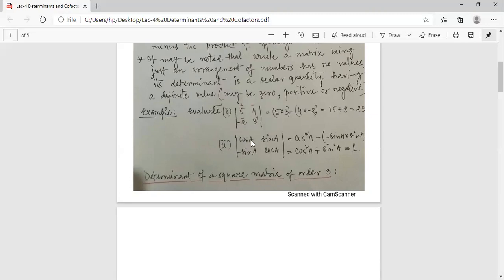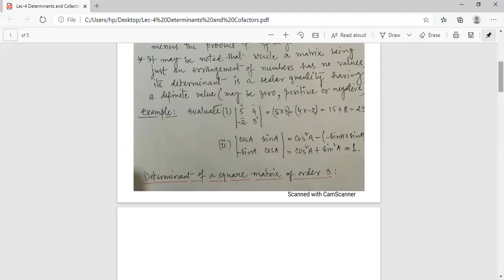Similarly, we can also find the determinant of this square matrix. It is the product of the principal diagonal elements, that is cos A into cos A, minus sin A into minus sin A, that is cos square A plus sin square A, which is equal to 1. So this way we can find the determinant of a matrix of order 2.